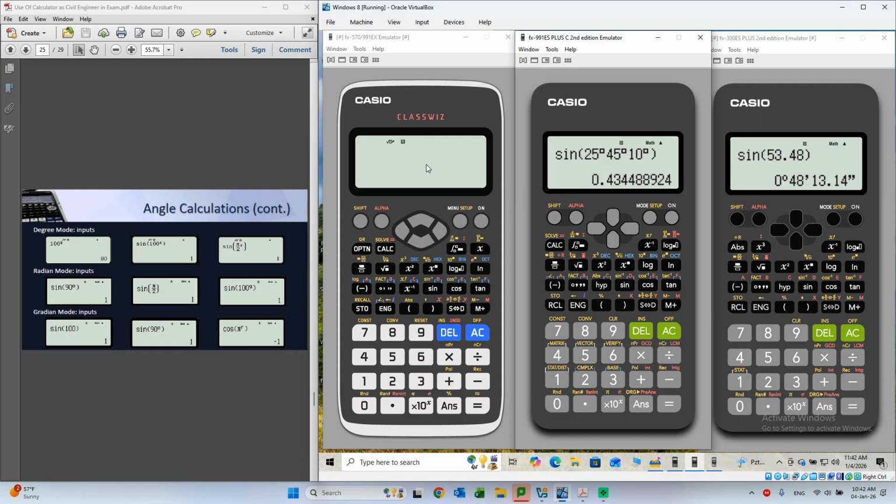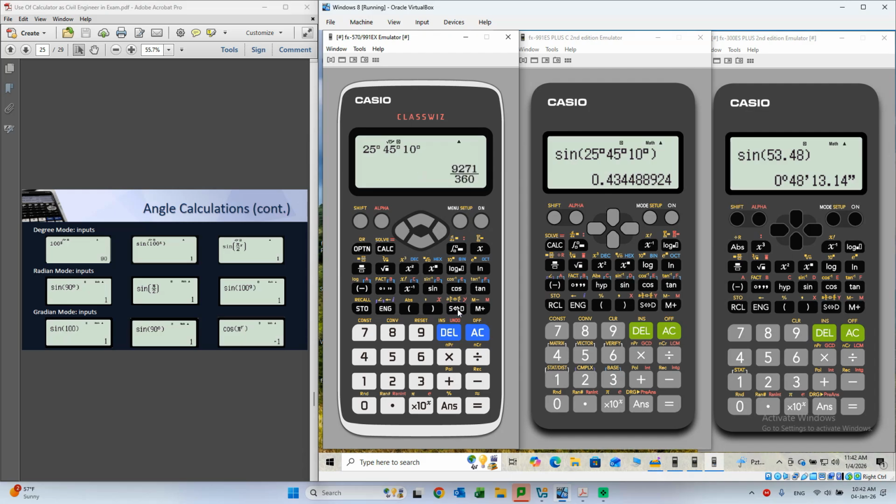So if I want to convert this, let's change the mode of this one to degree. So if I write 25 degrees 45 minutes and 10 seconds, by the way, they all look the same, but how does it work? In the input you will see there are differences.